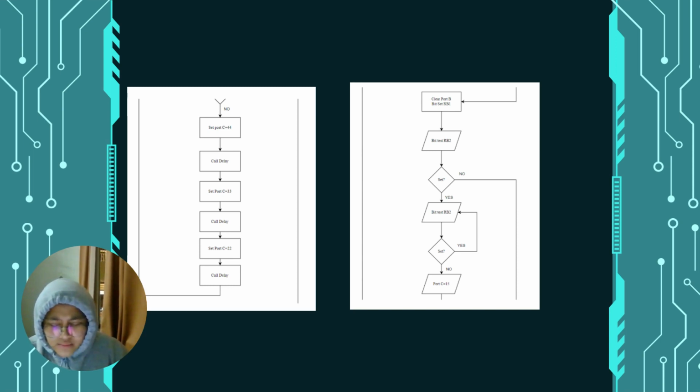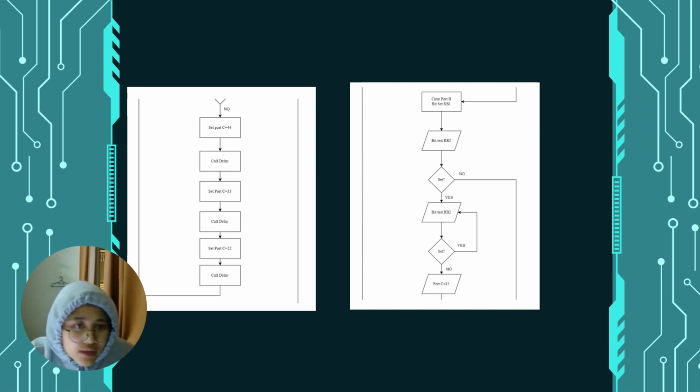But if the bit test RB2 is set to no, then it will go to clear port B, bit set to RB1, then set again. If it's a yes, then bit test RB, set. If it's yes, go back to bit test RB2. Then until it says no, then port C equal to 15, call delay, port C equal to 02, call delay, and go back to N.